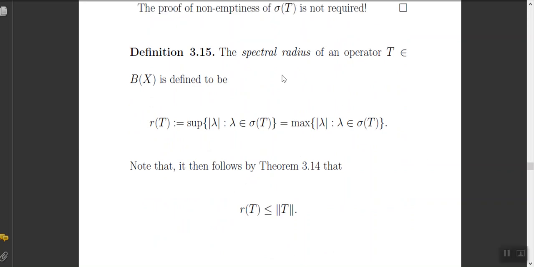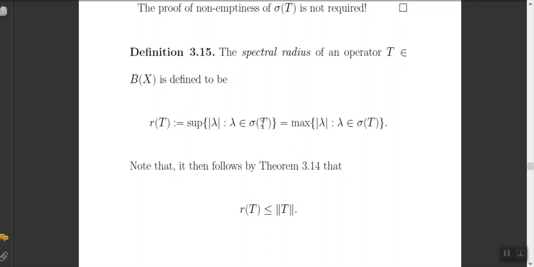Okay, next we have a definition, the spectral radius of a bounded linear operator, which is defined to be the supremum of the absolute value of lambda, where lambda belongs to the spectrum. It means the supremum of the absolute values of all elements of the spectrum. And this supremum becomes a maximum. Why is it like that? It should be easy for you to figure out.